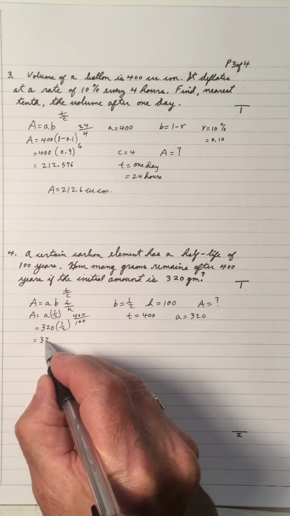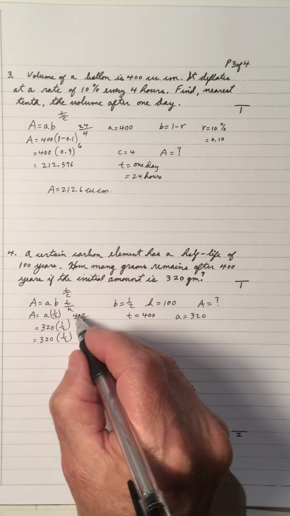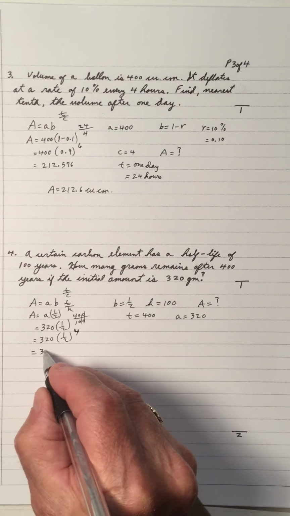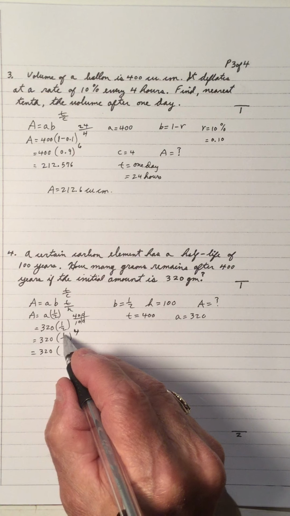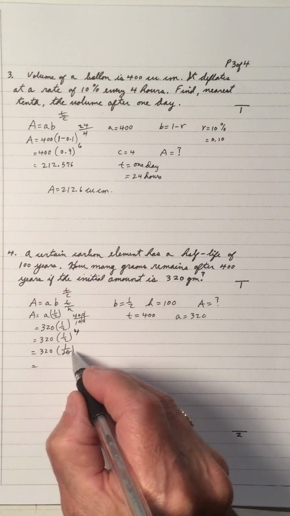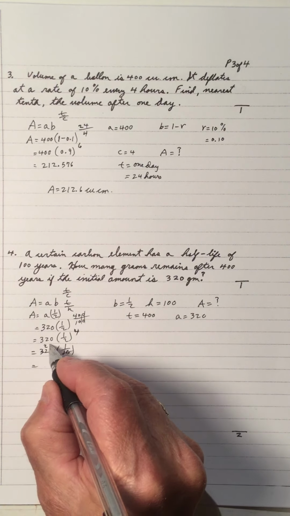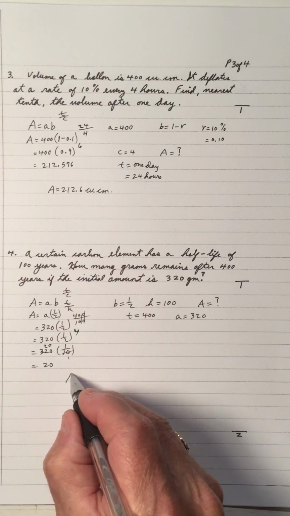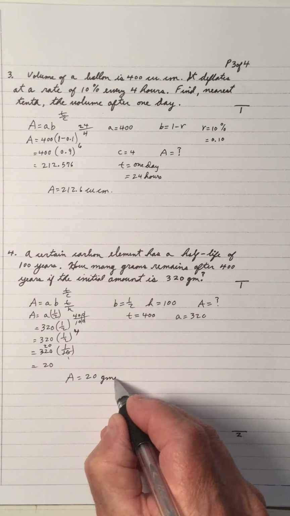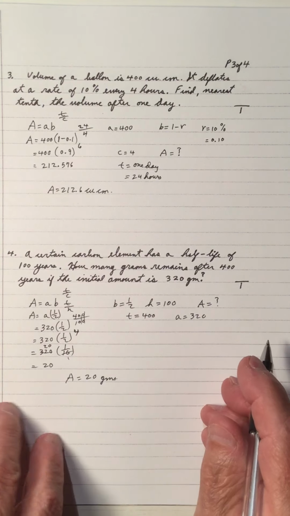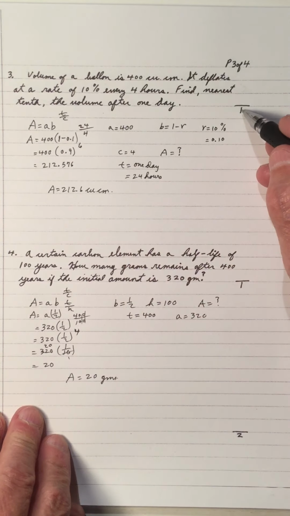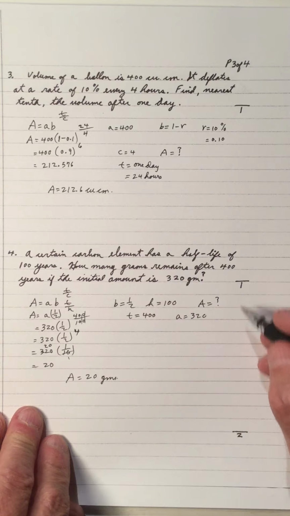So you simplify that. You have a half. 400 over 100 is a 4. And so that's 320. And 1 half to the 4th power is 1 over 16. And 16 divides into 320 20 times. So that gives us, so A is 20 grams. So that's the amount that remains after 400 years. So if you have this answer, give yourself 1 mark. If you have this answer, give yourself a mark, total of 2.